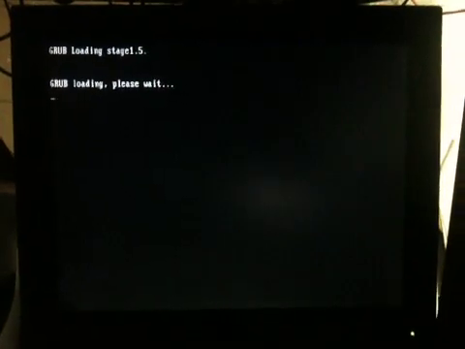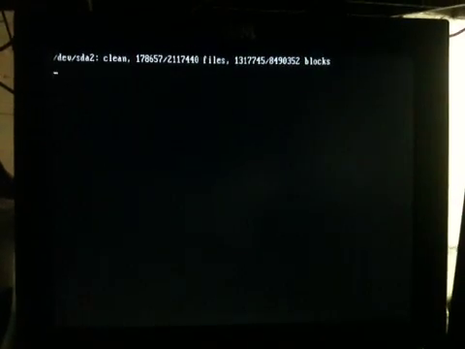Now it's going to try and load GRUB. It does that, and it selects the operating system, and this is Ubuntu Server that I had before I upgraded. And it goes to the Ubuntu logo, and it goes to system loadups.